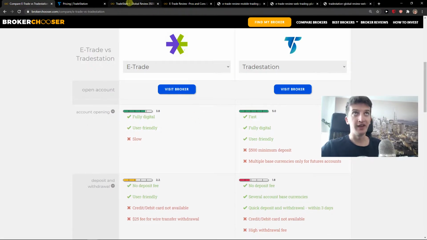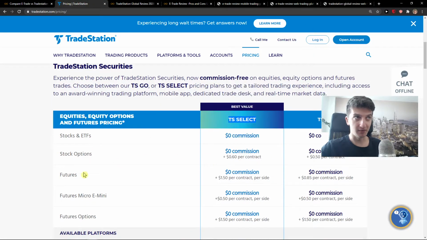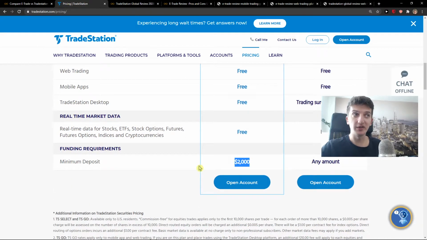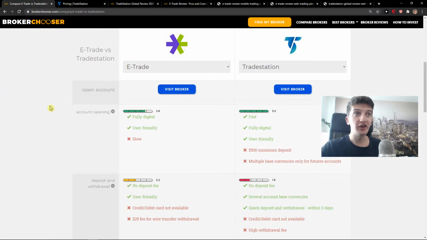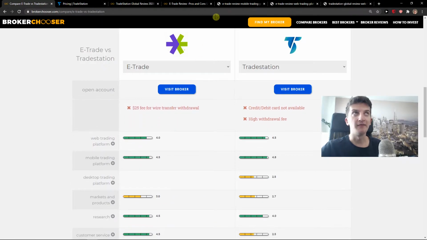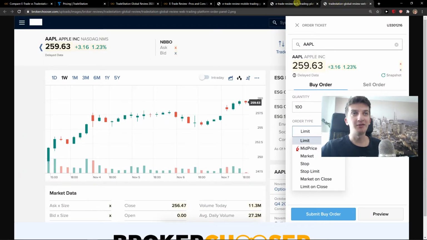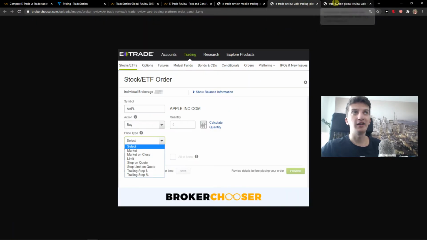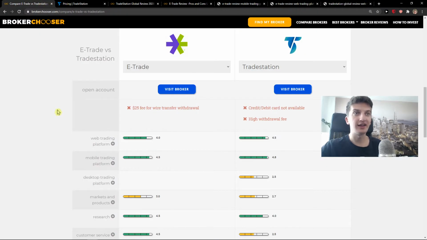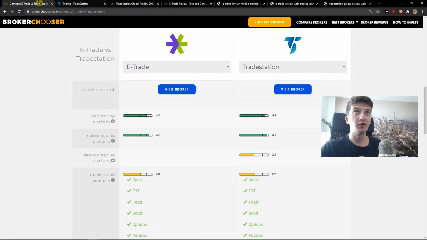Now, another thing about Tradestation is that if you choose the TS Select plan, the minimum deposit here is $2,000. Compared to eTrade, you don't have to deposit anything at all. But on eTrade, you got a $25 fee for wire transfer withdrawal. This is just something you need to keep in mind. About the web trading platform, this is up to you which one you actually like. I personally prefer Tradestation, but if you like eTrade, go for eTrade. It's completely up to you what you like and what kind of app you personally prefer.